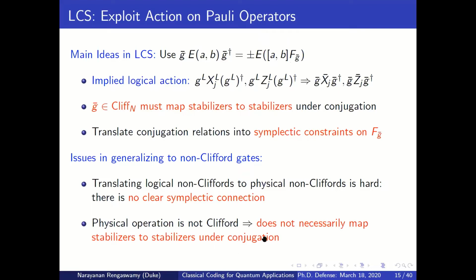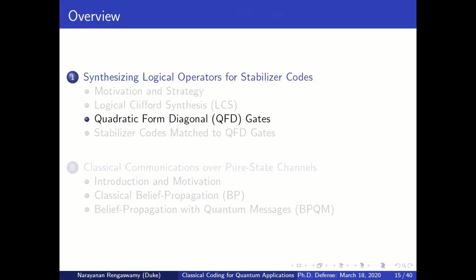And the second problem is that, so here we said you have to map stabilizers to stabilizers. So the stabilizer group should be unchanged. But we know that if your operation in the lab is not Clifford, then when you conjugate a Pauli matrix, remember all stabilizers are Pauli matrices, by a non-Clifford operation, you're not guaranteed that the result is a Pauli matrix. So it's not clear how you can map stabilizers to stabilizers if you use a non-Clifford gate. And so that's the problem we face. And so that brings me to our second contribution called QFD gates.